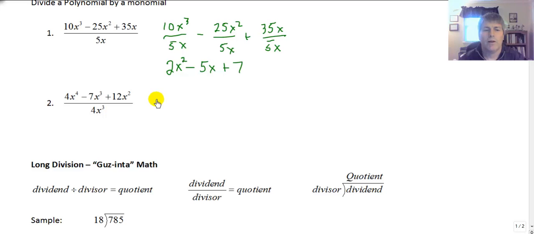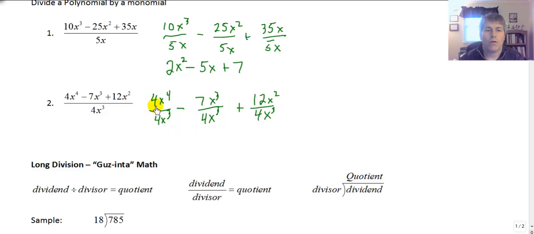So rewriting this again, we have 4x to the fourth over 4x cubed. That one works out pretty well. Minus 7x cubed over 4x cubed. That one's going to be okay, but not great. And plus 12x squared over 4x cubed. Well, we might have to take another look at that one.